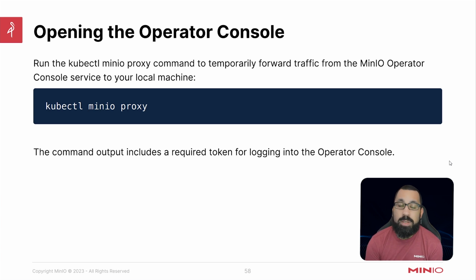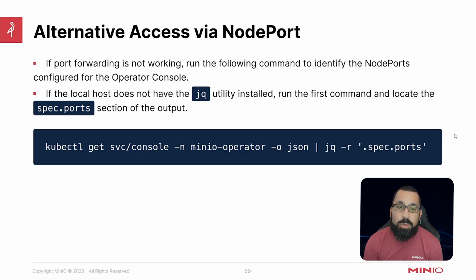However, just as before, this is temporary. So if you stop this command and you want to do anything else from the CLI, that web UI will no longer be available. So in the lab, I'm also going to show you how to set up ingresses so that we can easily access the MinIO operator UI. You can also try to use node ports. Again, this is going to be specific to your system.